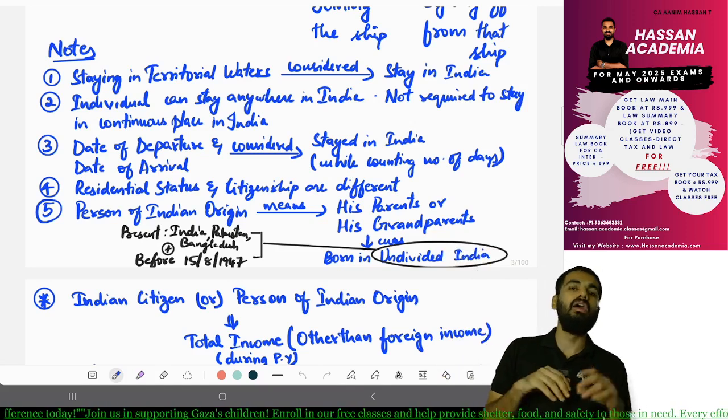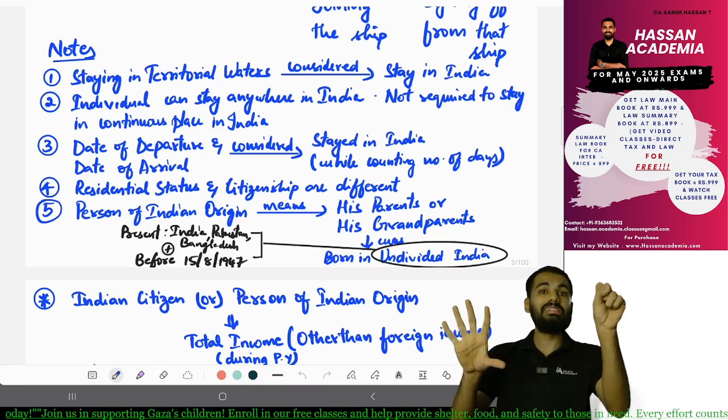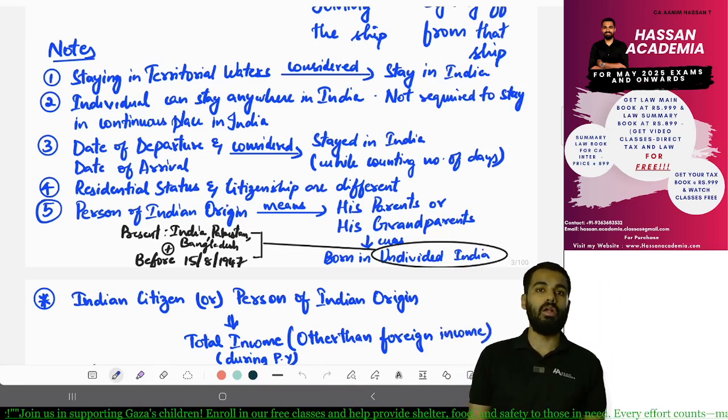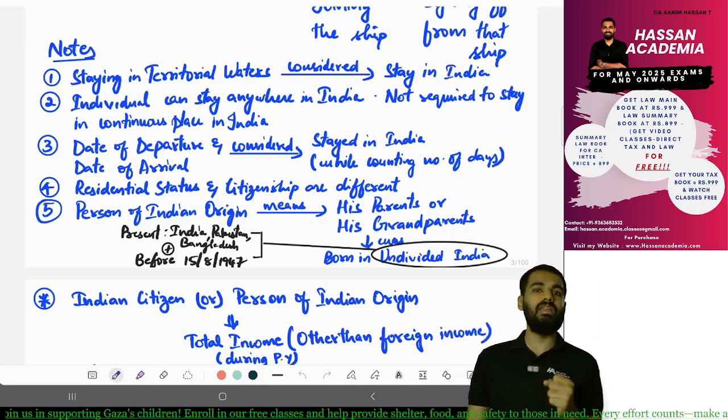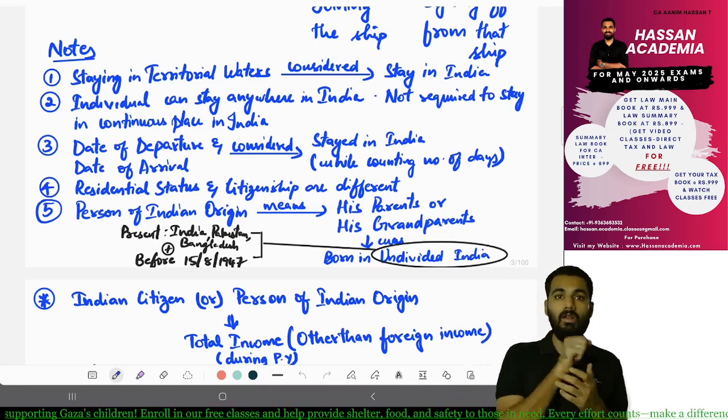Residential status and citizenship are both different. Why? Residential status talks about how many days he stayed in India. Next, what does person of Indian origin mean?